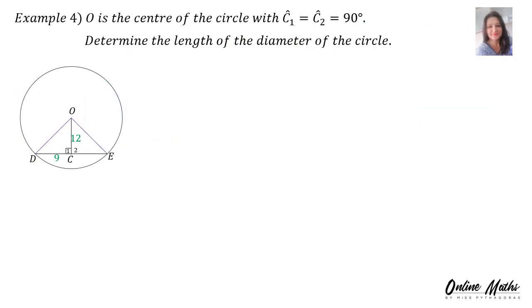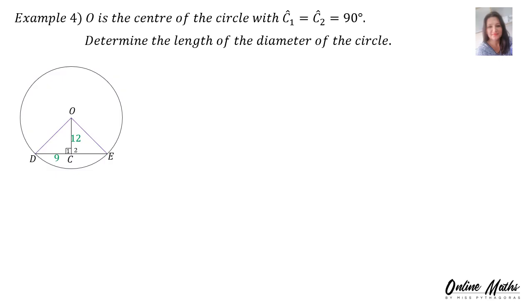Example 4. O is the center of the circle with angle C1 equals angle C2 equals 90 degrees. So quickly go to the sketch. This implies that triangle DOC and triangle OCE are two right-angled triangles. The question says, determine the length of the diameter of the circle. Now, can you see they want the length of the diameter?